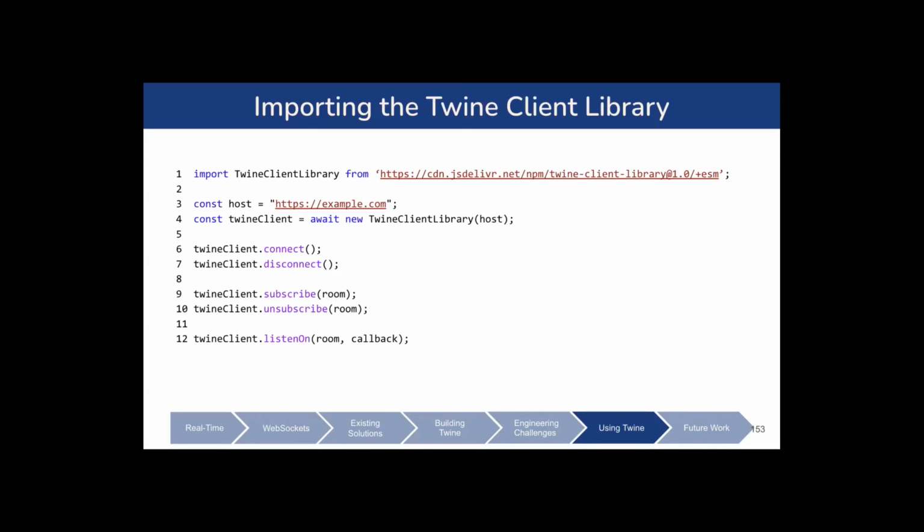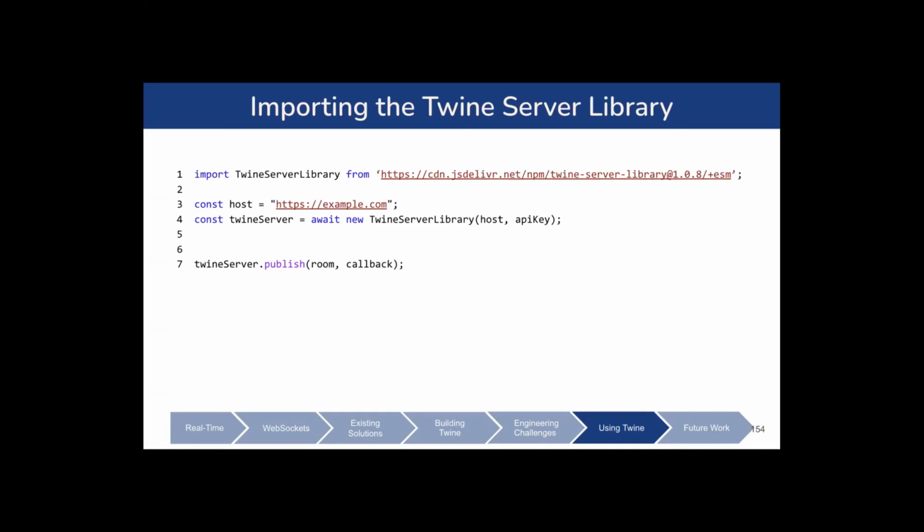From here, the developer, using our awesome documentation, can use any of Twine's built-in functions with ease to connect or disconnect a user's WebSocket connection manually, to subscribe or unsubscribe users to a particular room, as well as listen for messages being sent to a specific room, passing in a callback function to handle the data coming from the backend as they see fit.